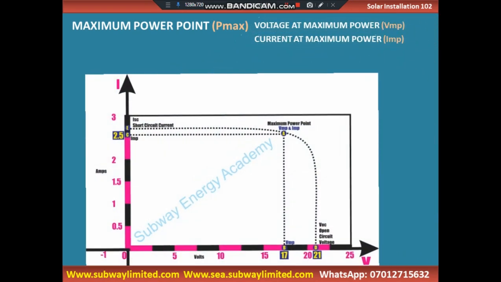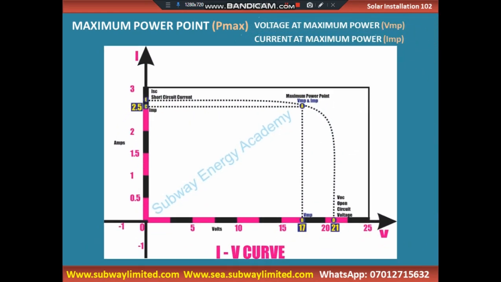Then this is the IV curve, an IV curve of a 12-volt solar panel. If you look at this particular point, you see point A. Point A is the maximum power point. What do we mean by the maximum power point, or Pmax of a solar panel, when you are talking about the IV curve?